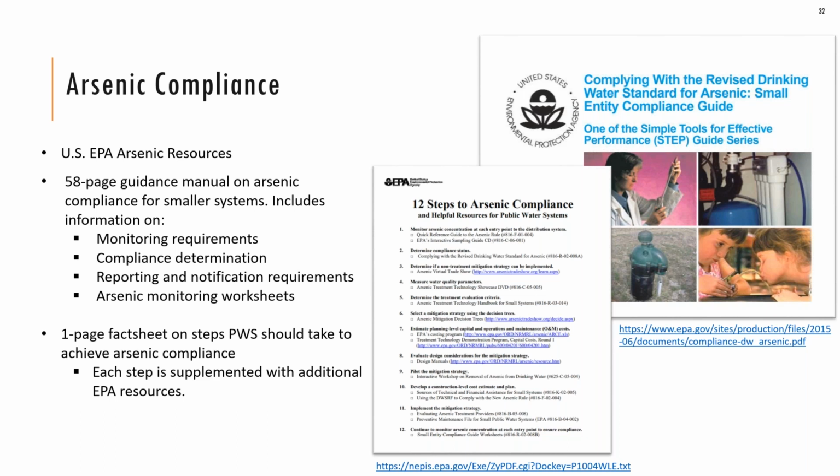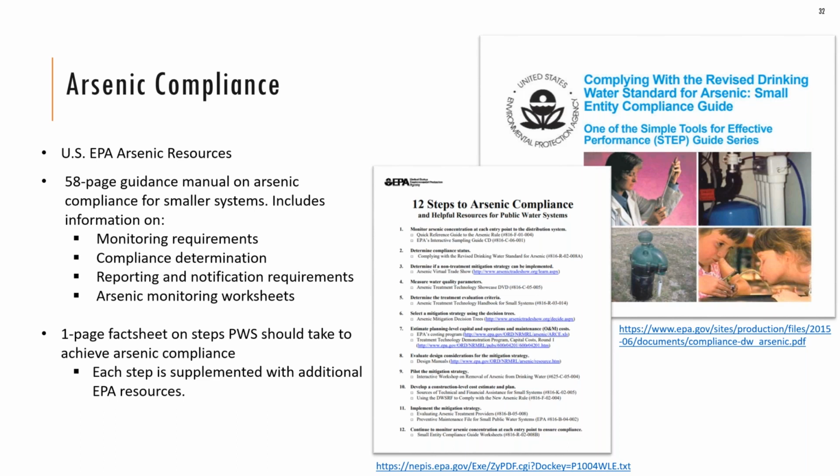US EPA has a 58-page guidance manual for smaller systems that covers the monitoring requirements, how to determine compliance, reporting, and public notification requirements. It also includes an arsenic monitoring worksheet, which operators can use to keep track of sample results, and it will guide you through the process of determining whether there was a violation or not. So it's a handy worksheet to keep on hand to maintain and monitor your results.